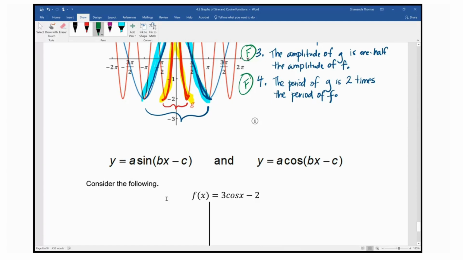All right, let's talk about this form again, because we are missing one element to this form, and that is the plus D part. That should go on the end, plus D. So let's go back over what these letters help us with. So for example, this A is related to the amplitude.